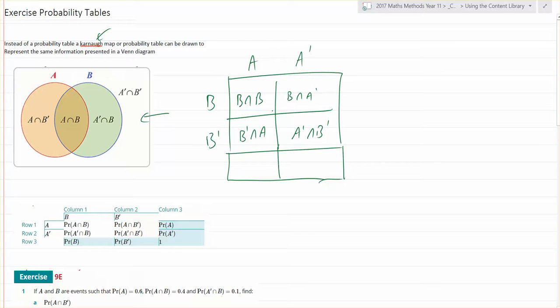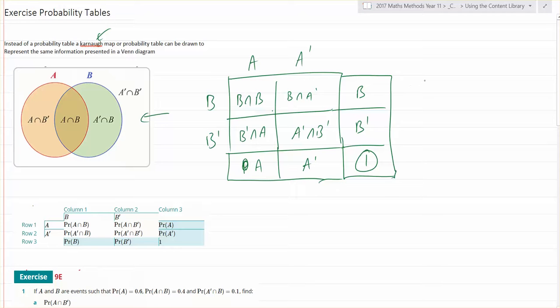The unique thing about a probability table is that if I add the column, I get the column total here, which is the probability of A. If I add the total here, I have the probability of not A. If I add the rows, I get the probability of B, and the probability of not B here. And if we're talking about probabilities, then the total of the column and row at the end sums up to 1, because that's the total probability.